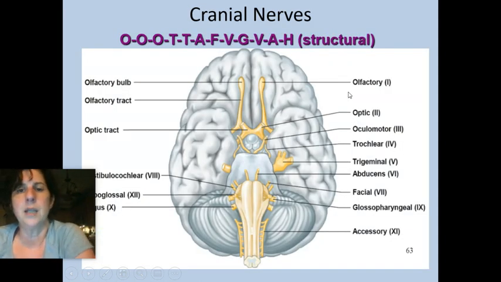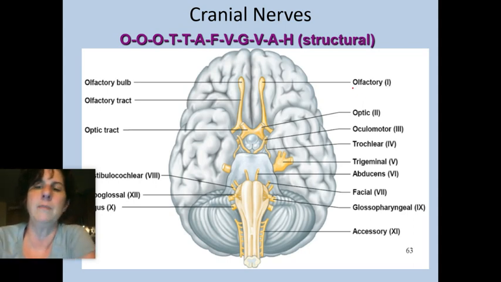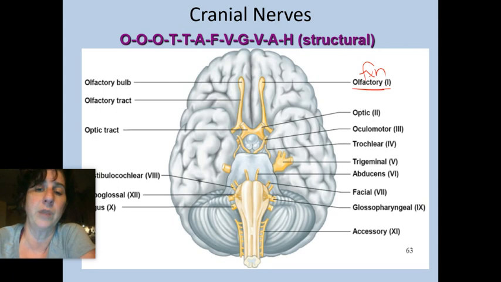All right. Now we're going to move into our cranial nerves. You have 12 pairs of cranial nerves, and yes, you need to know them. You need to know them by name, by function, and by number. And you notice that it's Roman numerals. So 1, 2, 3, 4, 5, 6, 7, 8, 9, 10, 11, 12. Nicely for you, they are numbered in order.